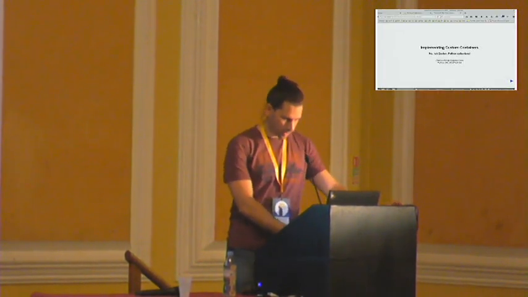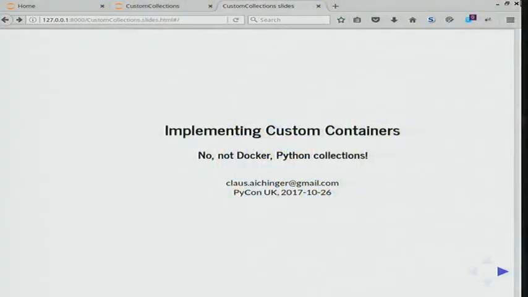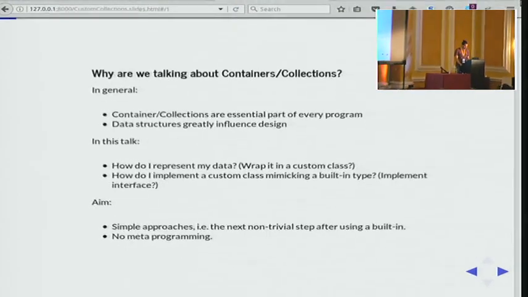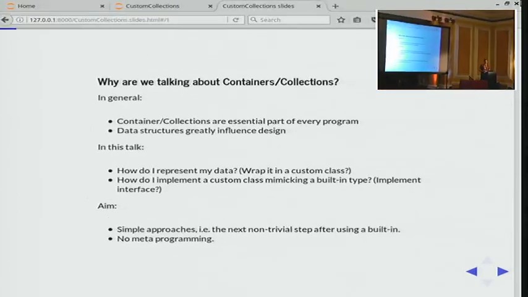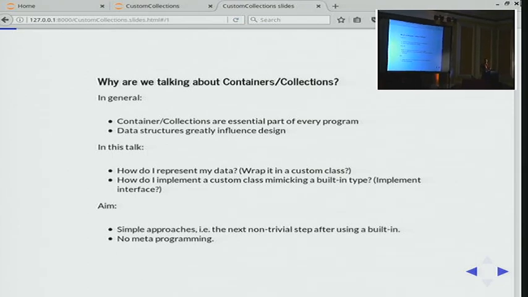So we are going to talk about implementing custom containers. Just to be sure, it's not a Docker talk, but we're going to talk about Python collections. And why are we doing this? Well, choosing the right container or collection is a very important design decision, which greatly influences how your code will actually look like in the end, and therefore knowing how you can represent your data and also how to implement custom containers or classes is, I think, rather good to know.